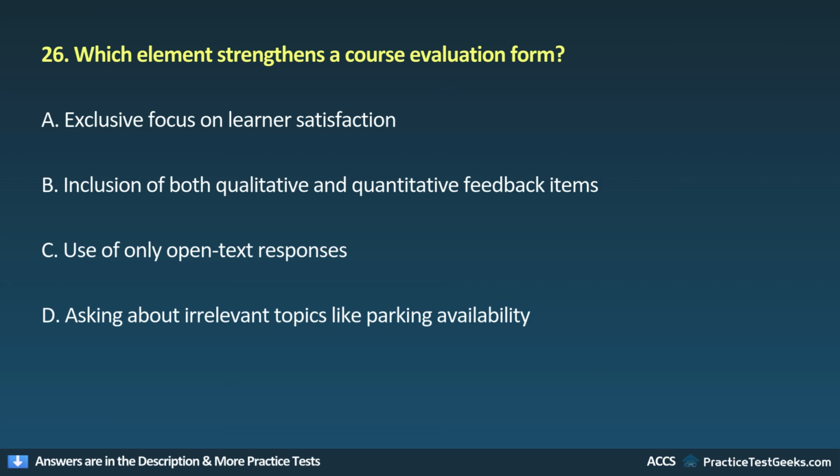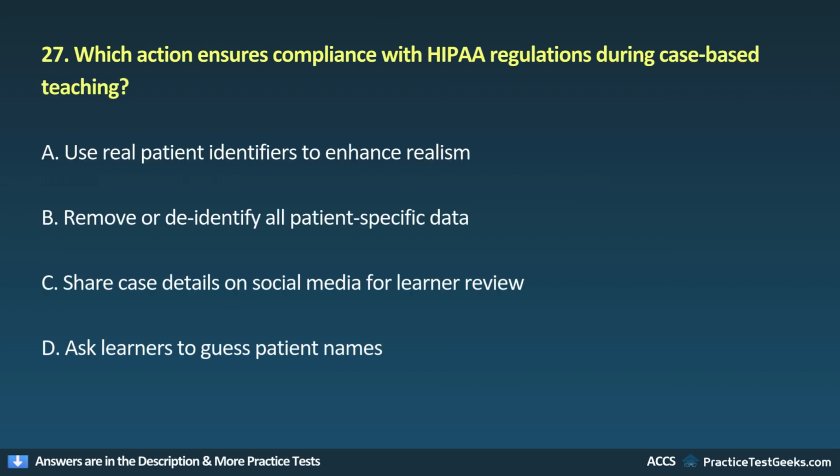26. Which element strengthens a course evaluation form? A. Exclusive focus on learner satisfaction. B. Inclusion of both qualitative and quantitative feedback items. C. Use of only open text responses. D. Asking about irrelevant topics like parking availability.